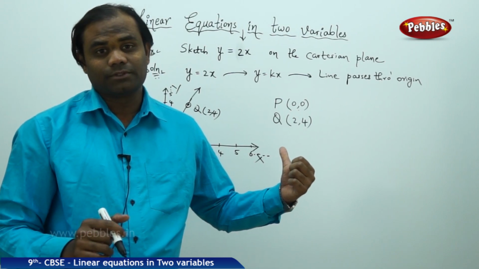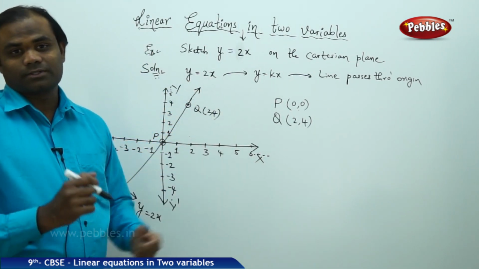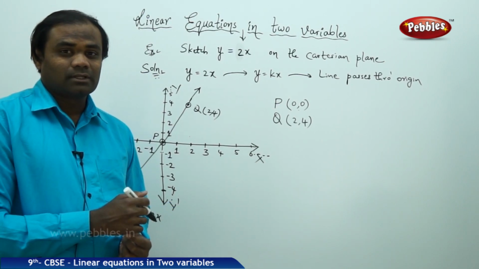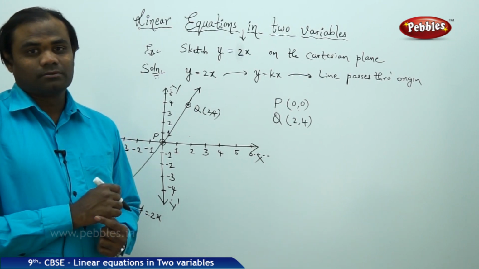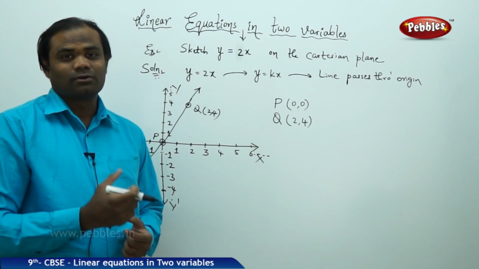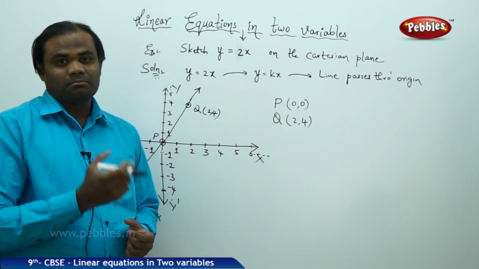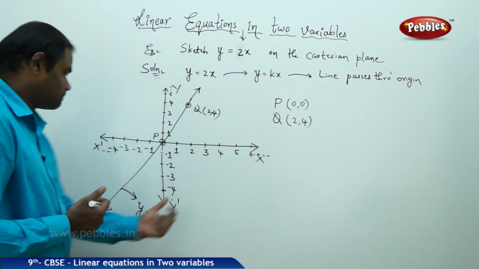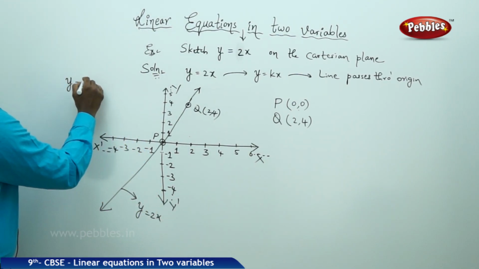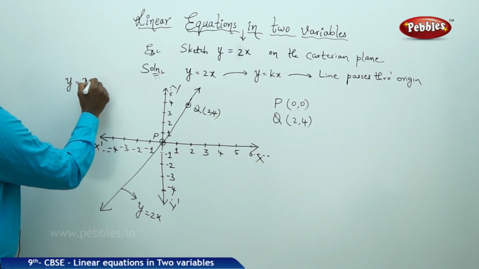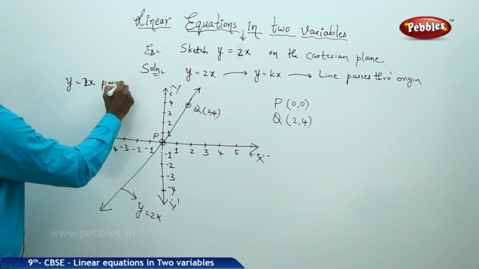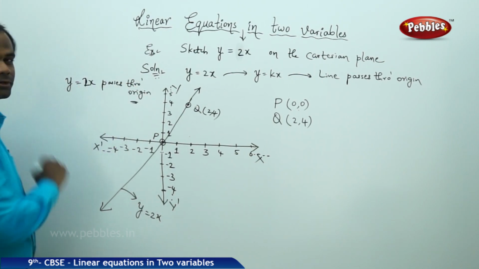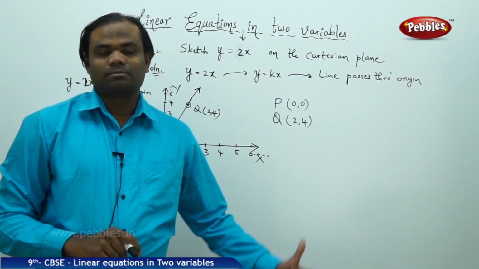It must pass through the origin because it does not have a constant. No constant, it must pass through the origin. If there is a constant, then the line does not pass through the origin. So a constant plays a vital role in deciding whether the line passes through the origin or does not. Y equals 2x passes through the origin is the learning outcome in this problem.